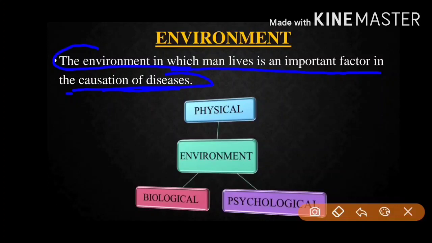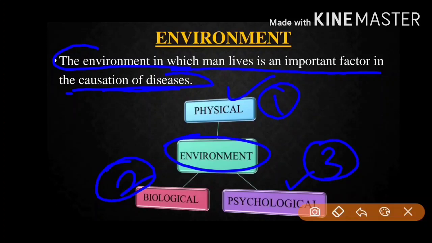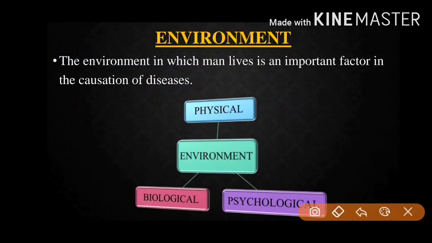The environment has various factors such as physical, number one, then second is biological, and third is psychological. So these are the factors. Let us discuss them one by one. In physical, you will deal with air, water, and so on. So in physical we are dealing with air, water, soil; all these factors come under physical.